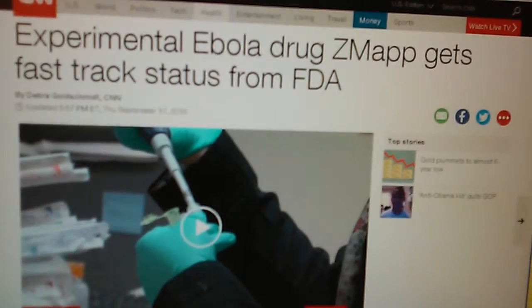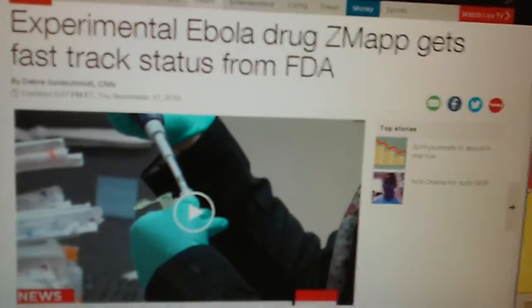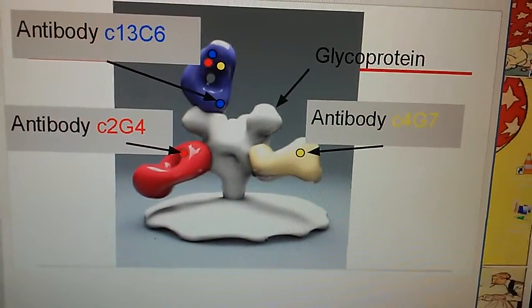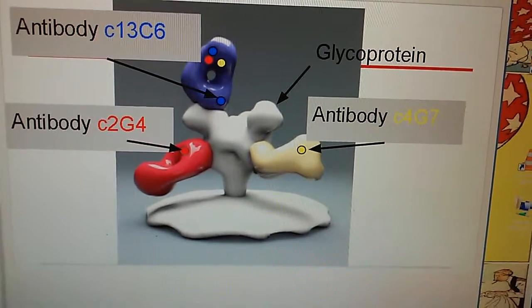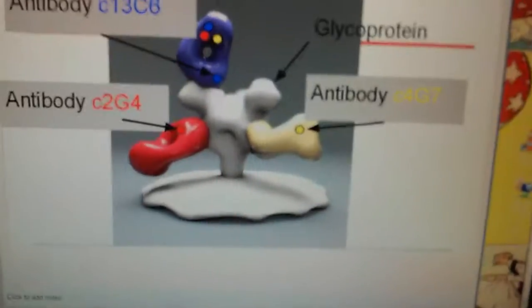Talk about monoclonal antibodies, which were used recently in the experimental Ebola treatment called ZMapp. So monoclonal just refers to the fact that any one antibody is the product of a single B cell that divided into a series of genetically identical clones, hence the term monoclonal.